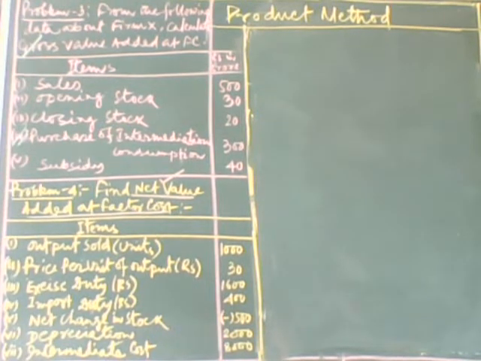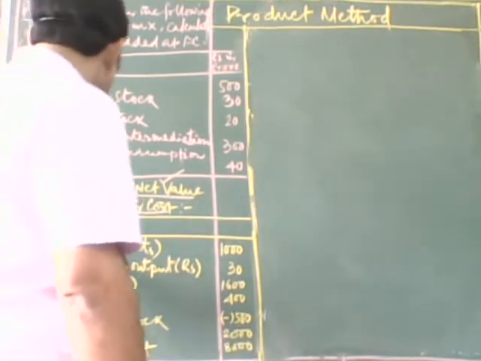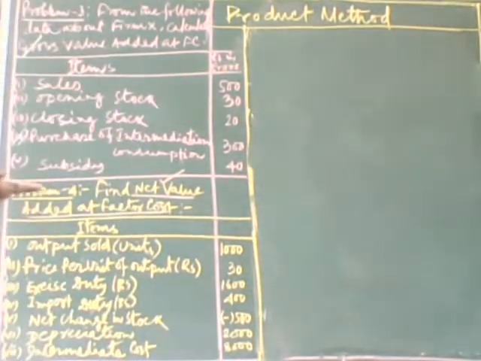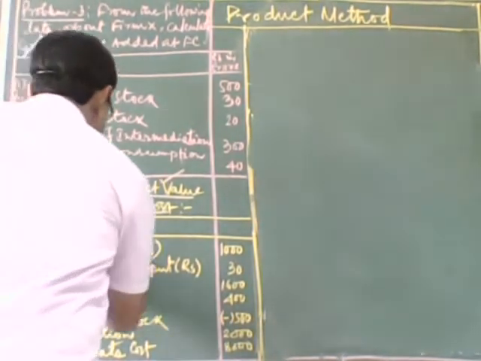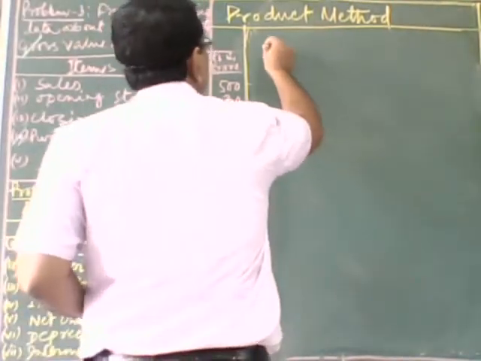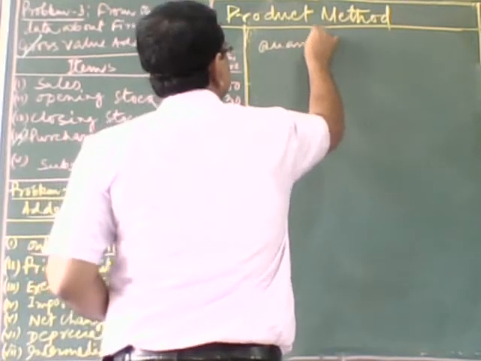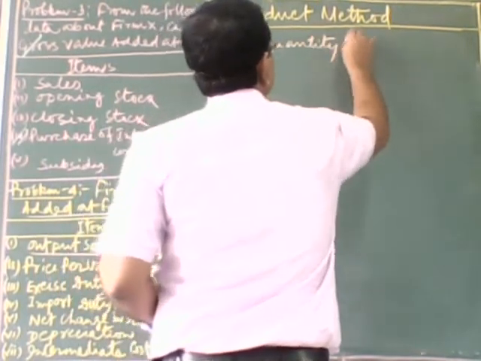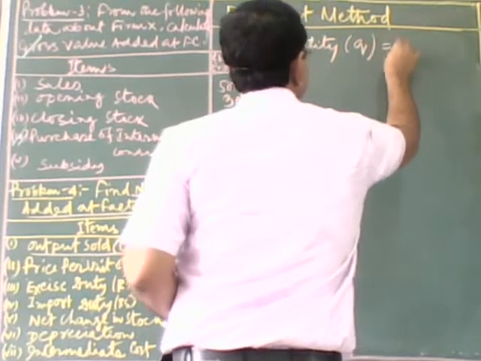Here, output sold is given. That means the quantity of the commodity is given in the question paper. That means the quantity that will be mentioned by Q. Quantity that will be mentioned by Q, that value is what?